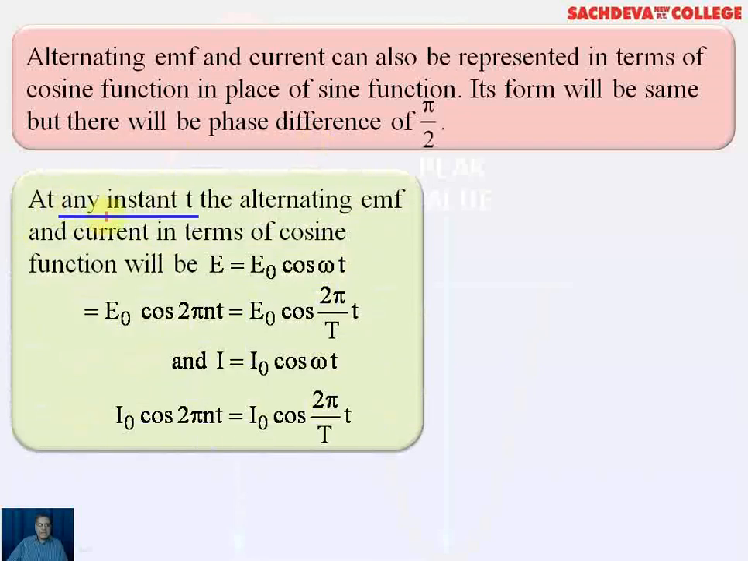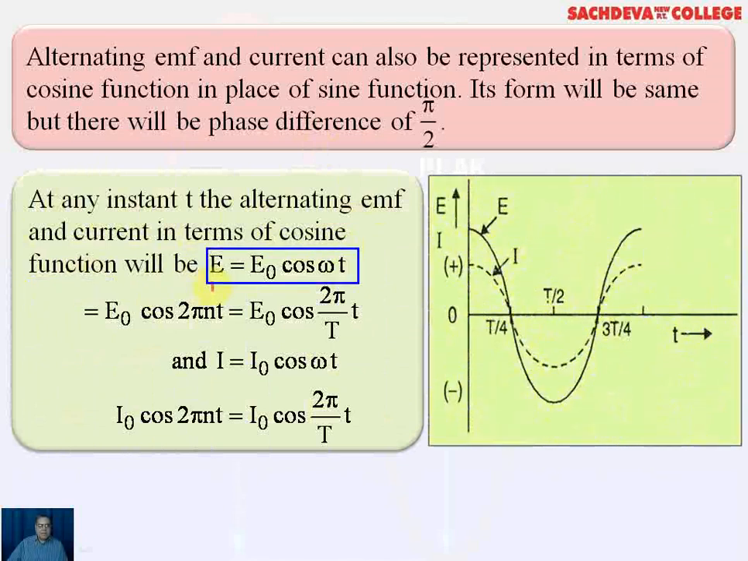At any instant t, the alternating EMF and current in terms of cosine function will be E is equal to E naught cos omega t. As I have explained earlier, omega stands for 2 pi n, or omega stands for 2 pi over T. So we can write our functions as I is equal to I naught cos omega t, where omega can be replaced by 2 pi by T or 2 pi n.